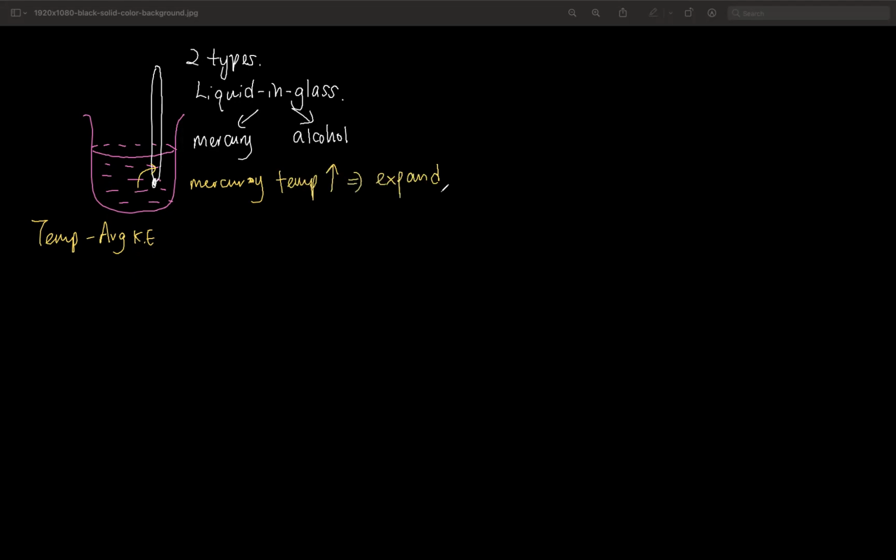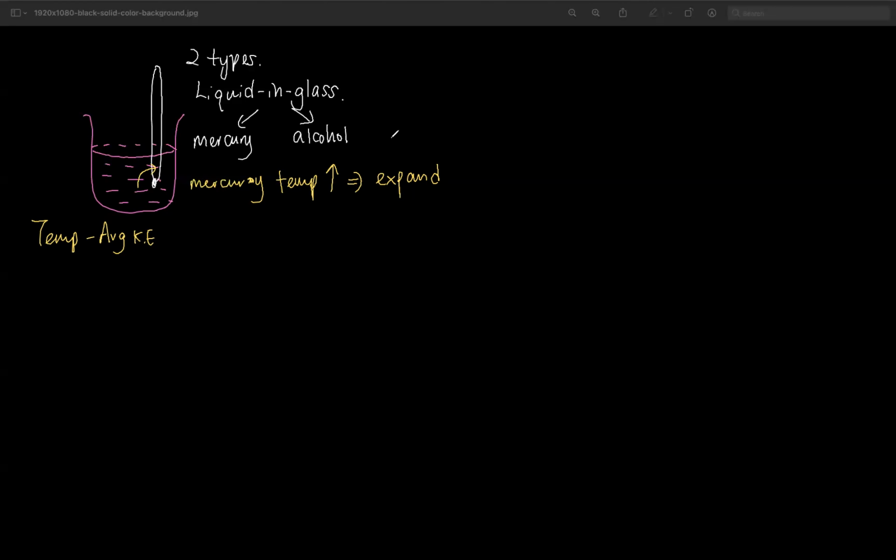Okay, when temperature increases, what happens to the particles? They vibrate vigorously, right? More vigorous, faster. And then when they vibrate fast, they gain more kinetic energy. They have more kinetic energy. They can move further away from each other, so they expand.